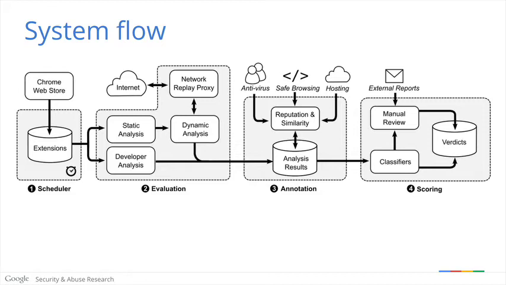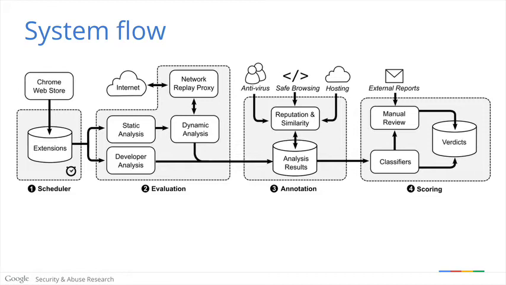Then we have an evaluation stage, which is a combination of static and dynamic analysis, but really it involves mainly installing an extension in an instrumented VM and recording everything that happens and trying to elicit behavior from that extension. Once the evaluation is done, we annotate that evaluation with data we get from antivirus engines and our own safe browsing data. For example, does the extension contact known malware or phishing sites?